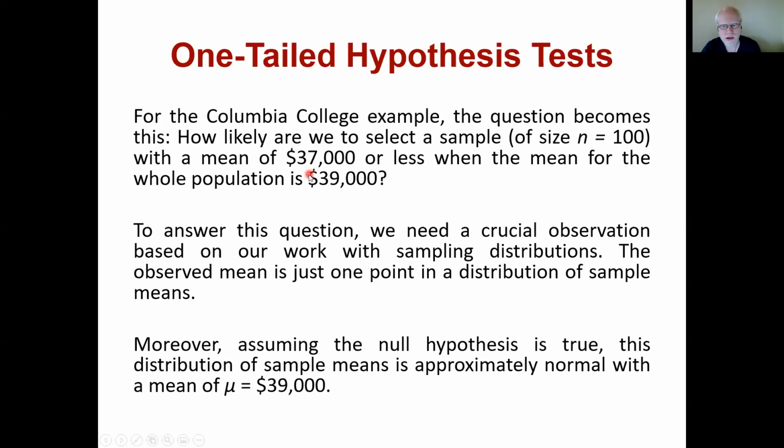So for the Columbia College example, the question becomes this: how likely are we to select a sample of size n equals 100 with a mean of 37,000 or less when the mean for the whole population is 39,000? And this is now looking a lot like what we did in the last class and questions we had on the last quiz. So to answer this question, we need crucial information.